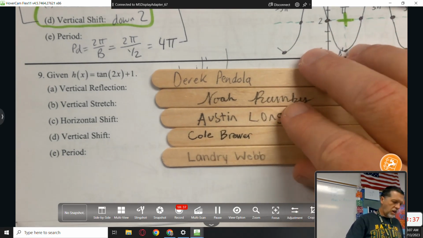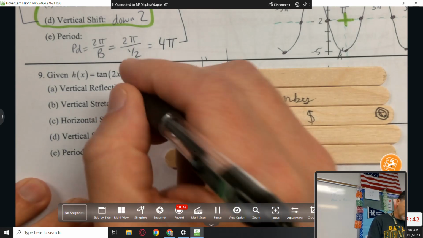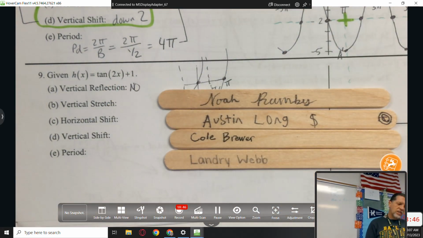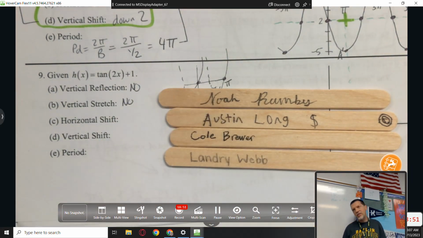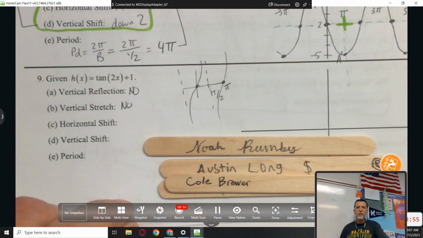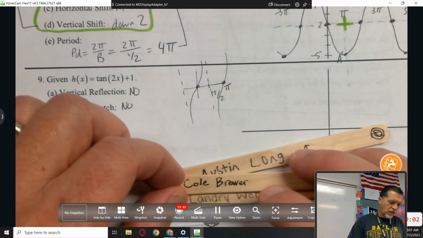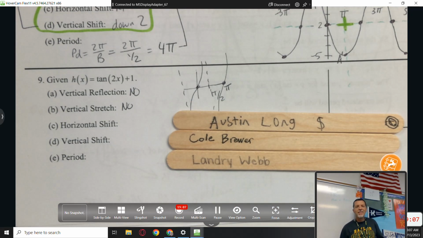All right, Derek, vertical reflection, that's just a yes or no question. No. Noah, vertical stretch? No. Usually we don't do a vertical stretch on tangent because it doesn't really make it look different. Right? If you stretch out those weird graphs, you can't really tell by looking. So we usually don't bother with a vertical stretch. Uh-oh, I got these popsicle sticks mixed up, so I don't know who was where, but Austin, a horizontal shift? None. Good.